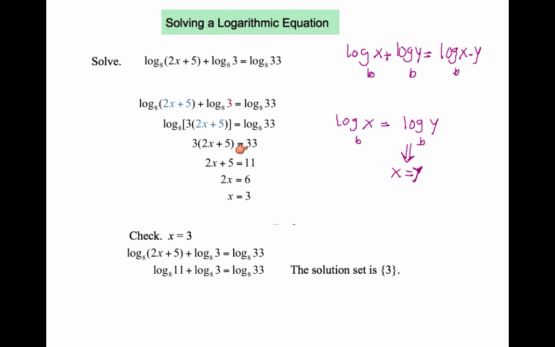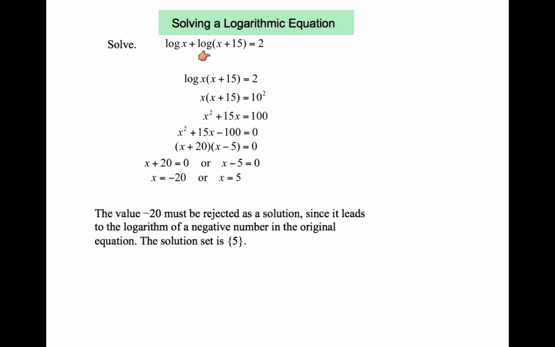To do this, we can distribute, or we can divide both sides of the equation by 3, so I don't have to deal with this large number. If I divide both sides of the equation by 3, on the right-hand side I get 11, then I get 2x plus 5. To solve for x, I subtract 5 from both sides of the equation and divide both sides of the equation by 2. Then I would get x equal to 3. You can check our answer by substituting 3 for x and conclude that the solution set is 3.